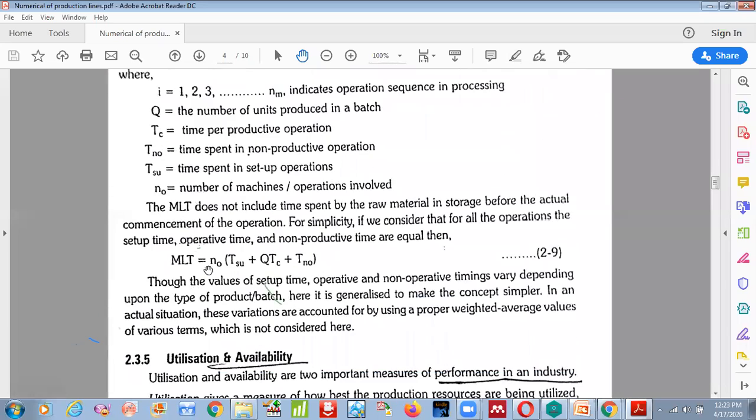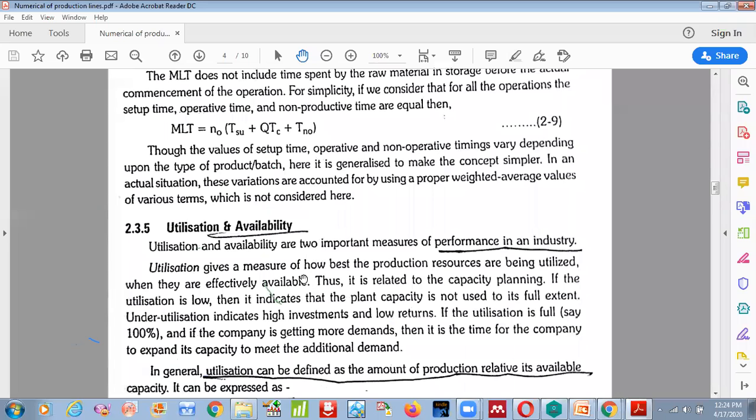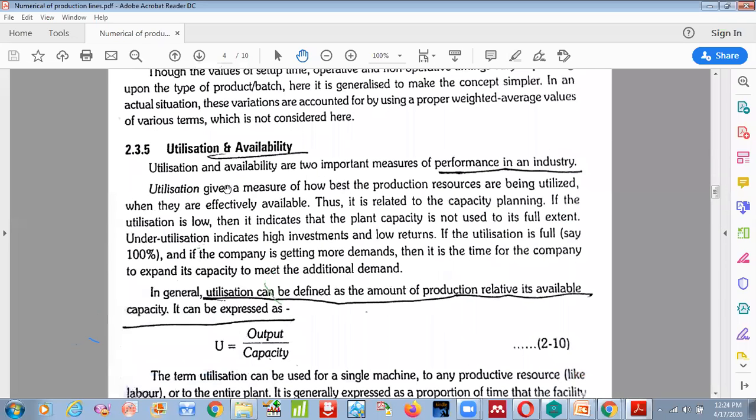Okay, MLT is given by N0 into TSU plus Q into TC plus TN0. That means it is the sum of the setup time, the number of units produced in a batch times the cycle time. Instead of cycle time, he has given production operation time, which is nothing but the same thing. And then TN0 is nothing but the time spent in non-productive timings, and it has been multiplied with the number. Then the utilization and availability. Utilization and availability are actually different.